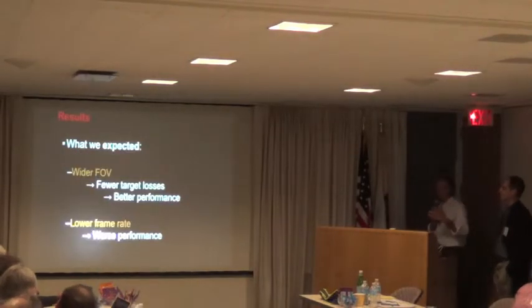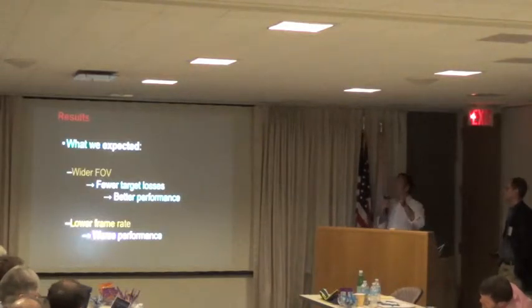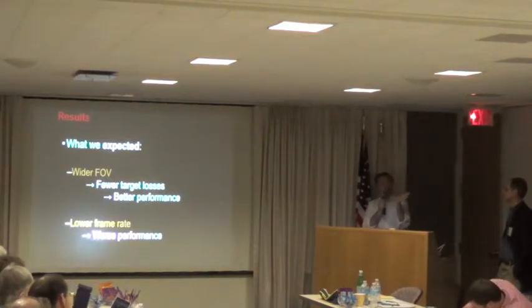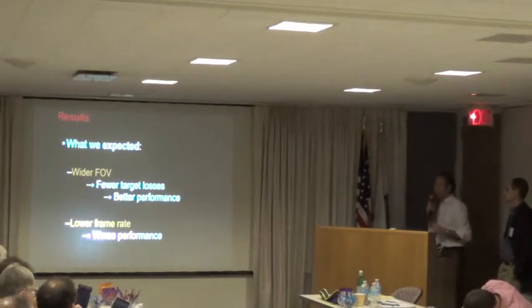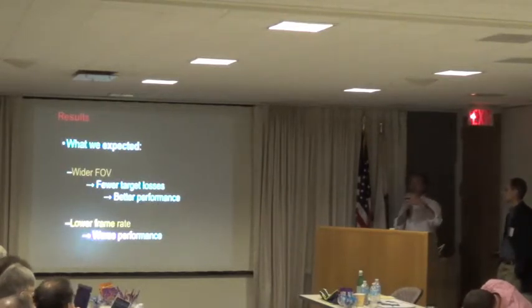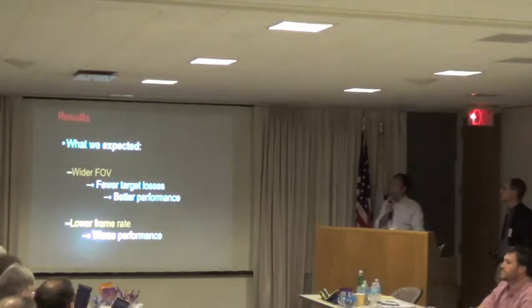All right, so what are the results? What did we expect to see? We expect to see that with a wider field of view, we would have fewer of these target losses that I talked about, and therefore better performance in terms of the average time to take a good picture. Also, we expected that if I lower the frame rate, the performance will go worse. What have we found? Something interesting.